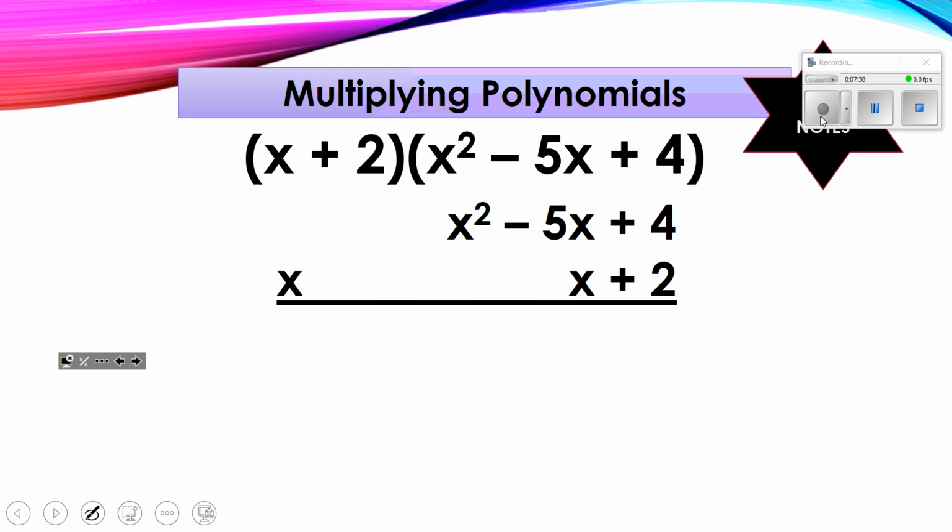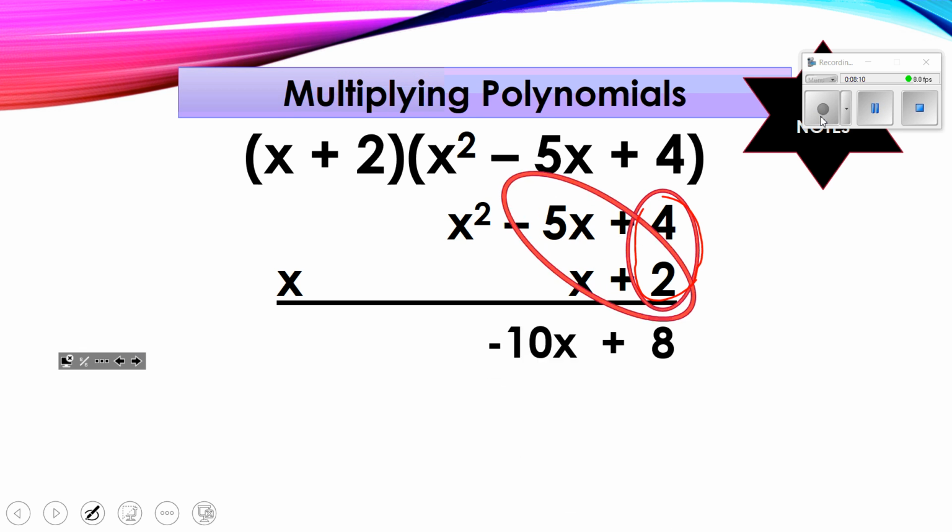If you remember back to elementary school, you may have done double-digit multiplication. Surely you did. If you remember doing this, you would multiply 5 times everything on top. And then you would put this placeholder 0 here, and then you would multiply 4 times everything on top. We're doing the same thing here. We stacked it. We put the trinomial on top times the binomial. First thing we're going to do is just multiply the 2 times everything on top. So first we do 2 times 4, which is 8. 2 times a negative 5x, which is negative 10x. 2 times x squared, which is 2x squared.